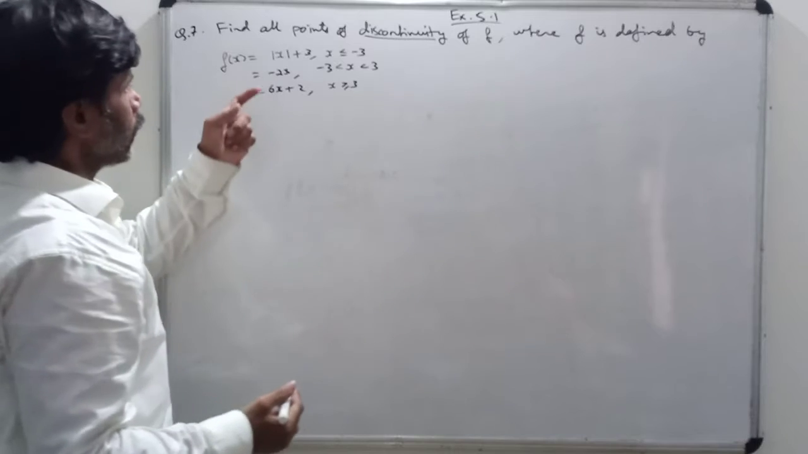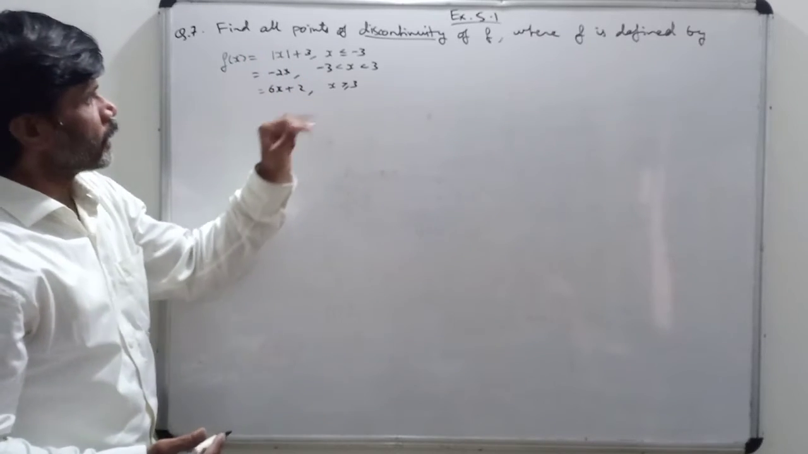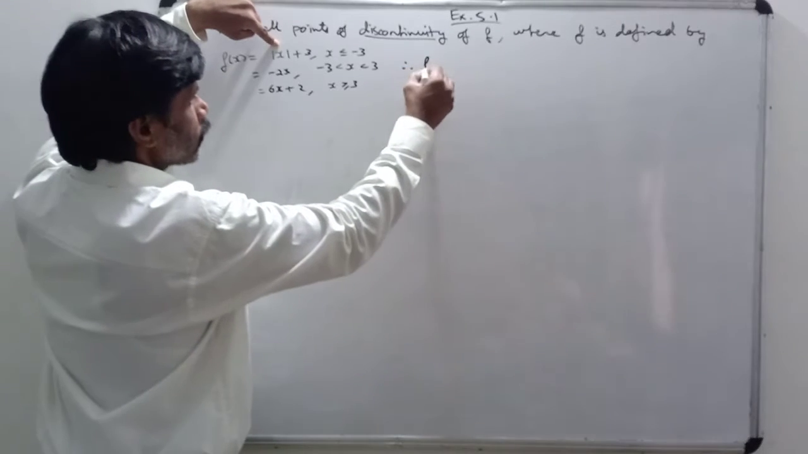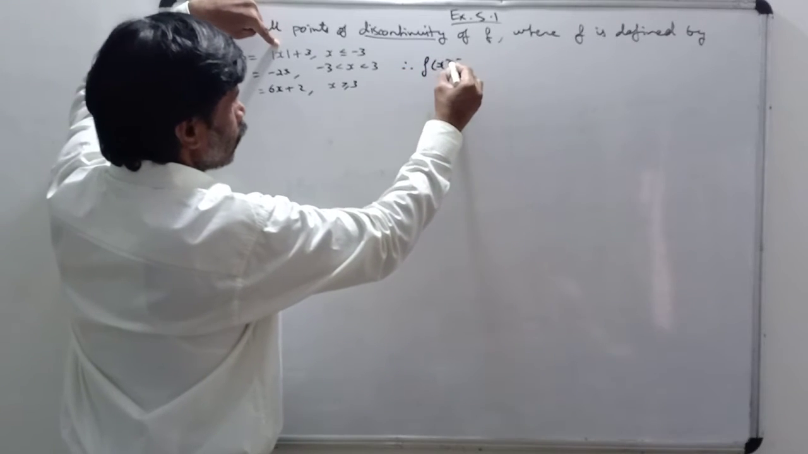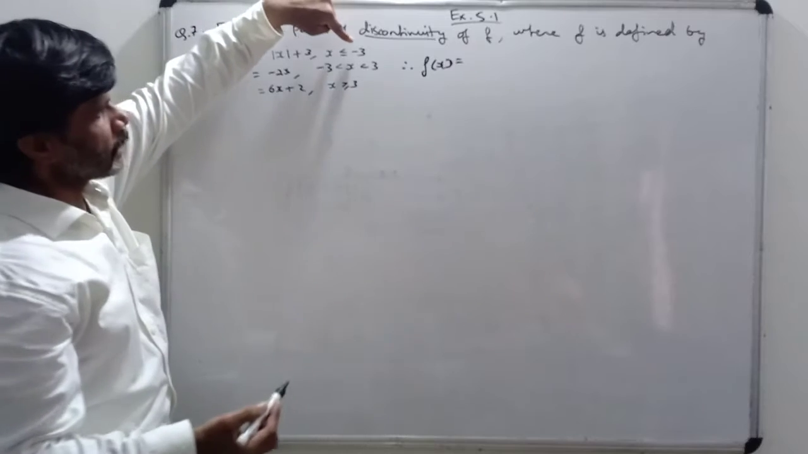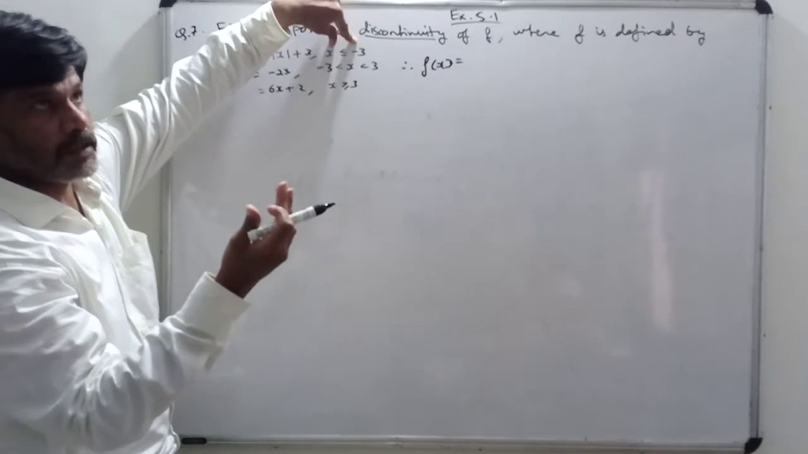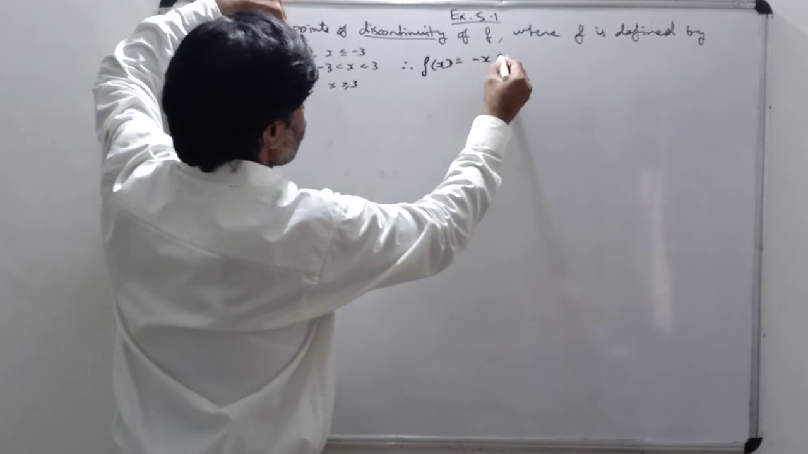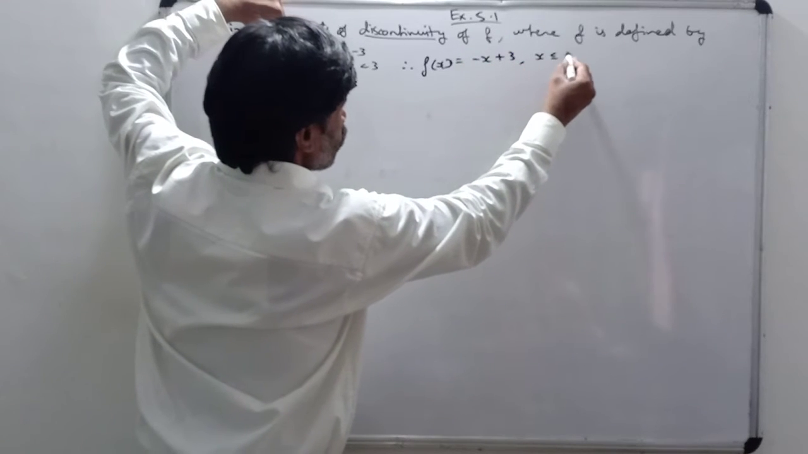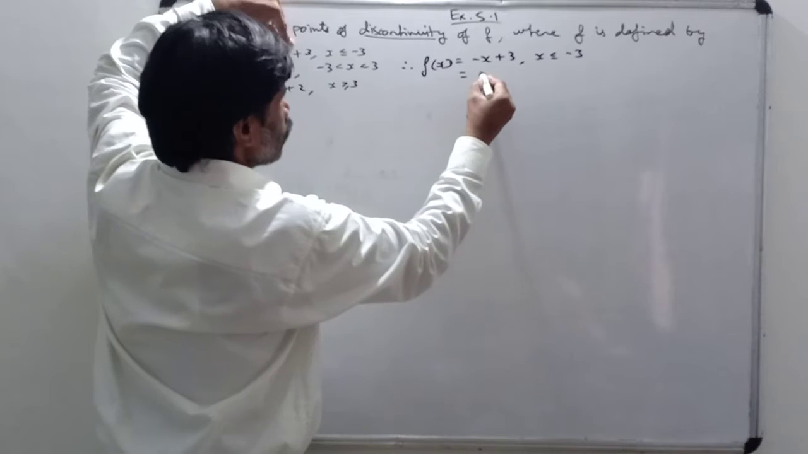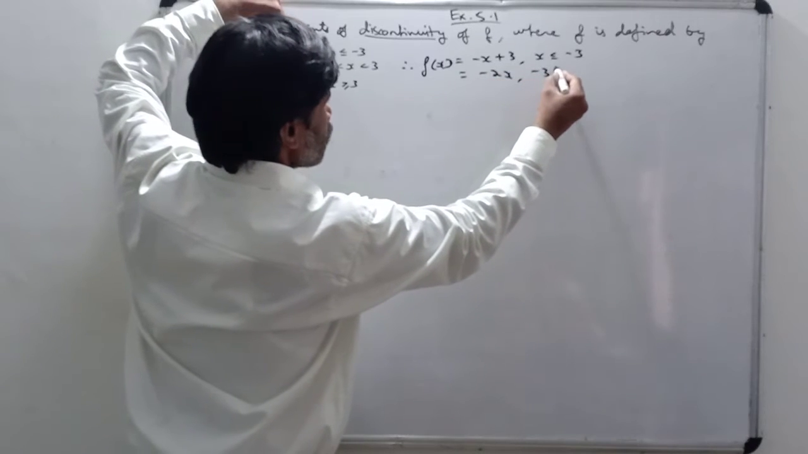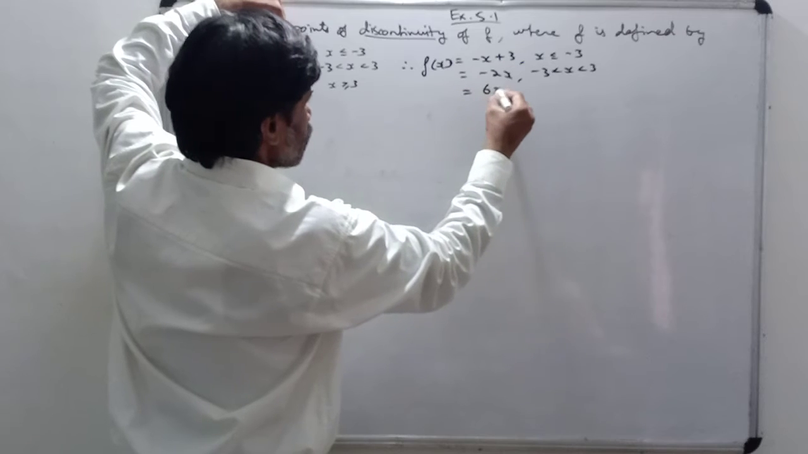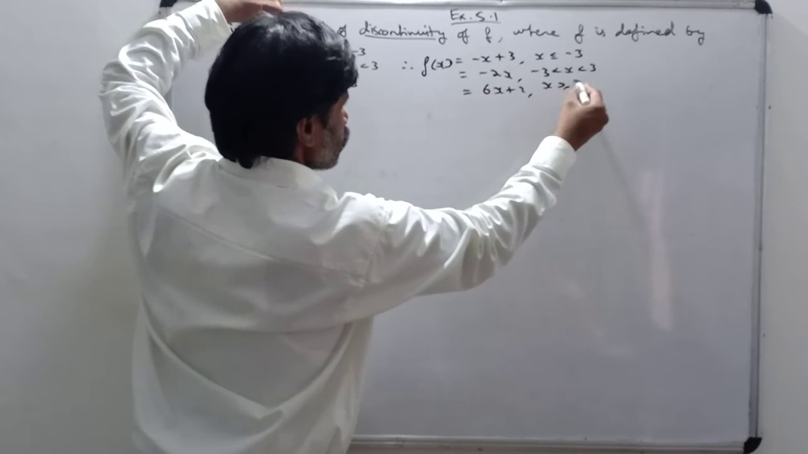Okay. So here, first of all, I will write this function in its simplest form. Simplest form means we have to remove the mod. So f(x) is equal to, see, when x is less than or equal to -3, x is negative. When x is negative, |x| will be -x. So this will be -x + 3 when x ≤ -3, is equal to -2x when x is in the open interval (-3, 3), is equal to 6x + 2 when x ≥ 3.